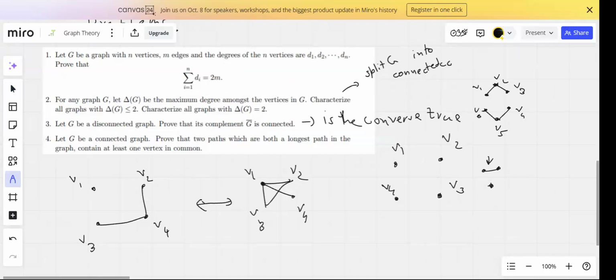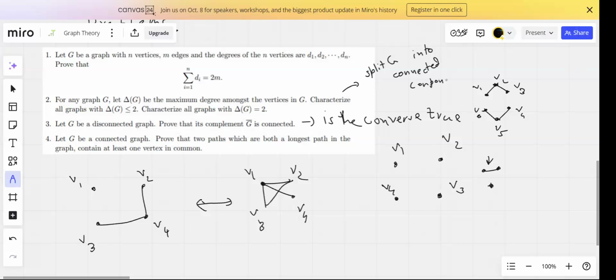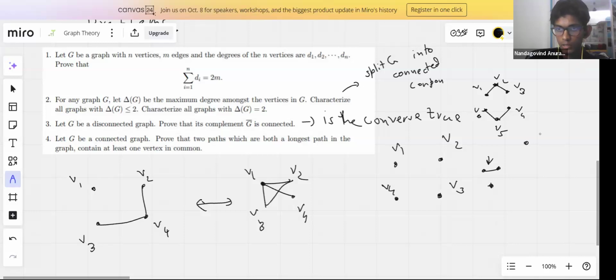Does a single vertex count as a connected component? Yeah, a single vertex is a connected component. So this is one connected component. This is the second connected component. This is the third connected component.